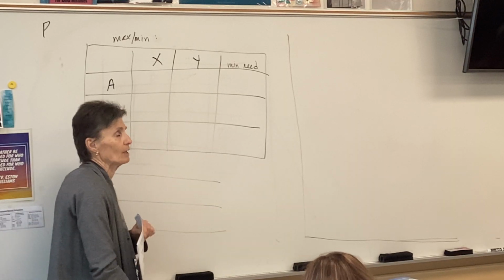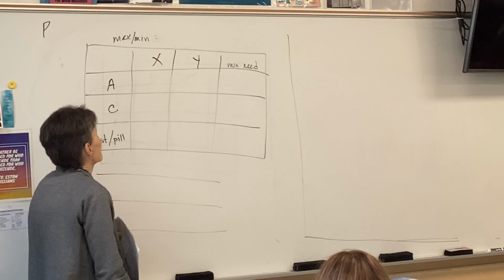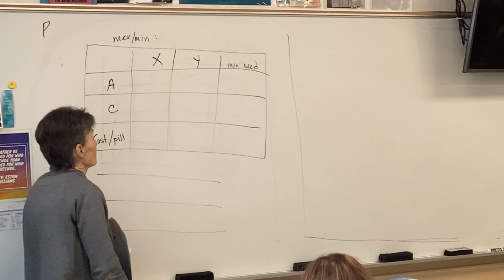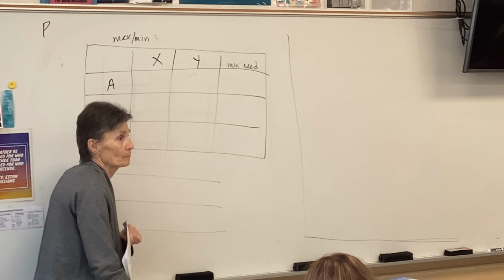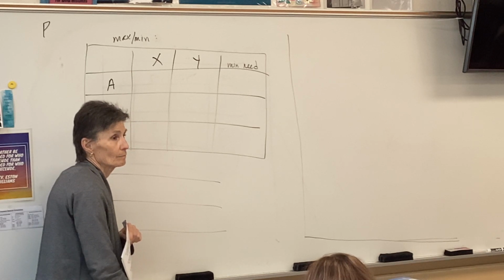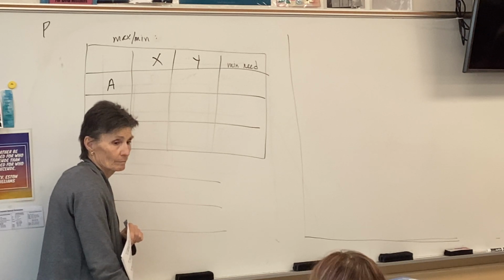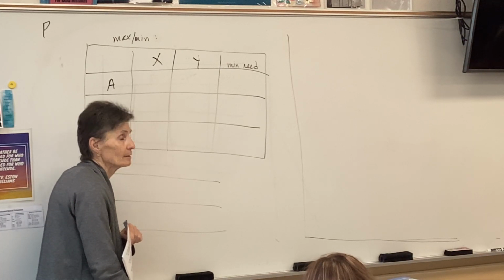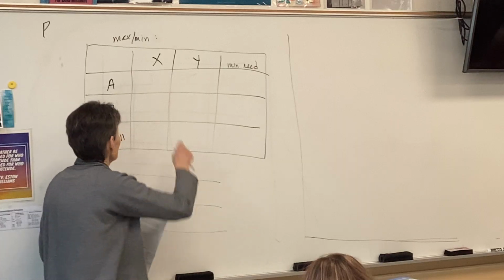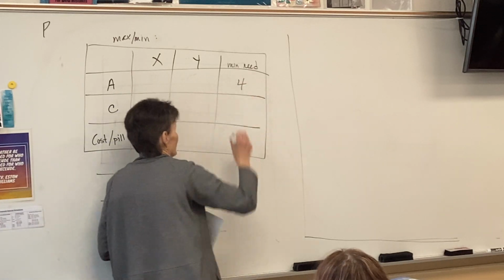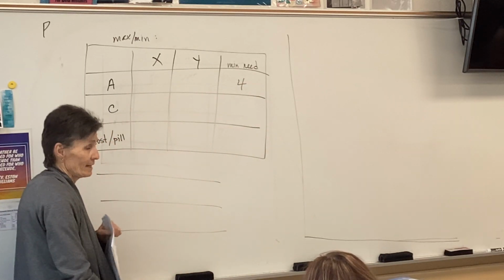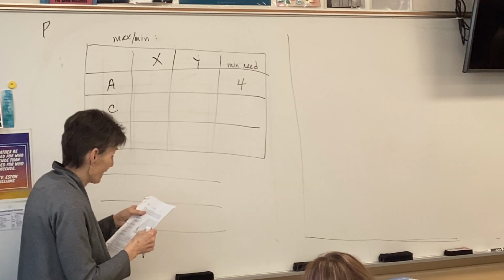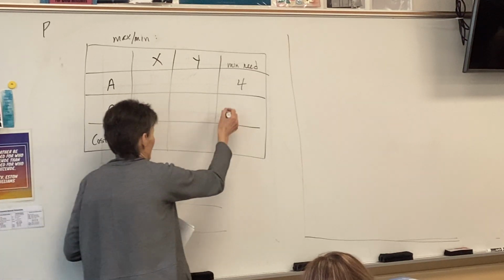Vitamin A, where does that go? Jameson needs 4 milligrams of vitamin A, so his minimum need for vitamin A is 4. He needs 125 milligrams of C.